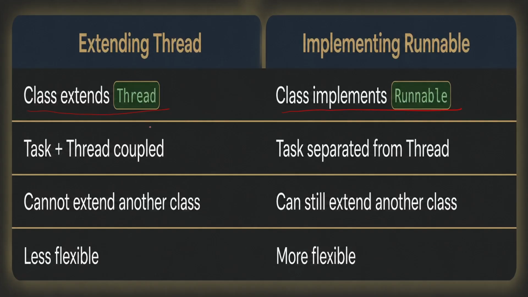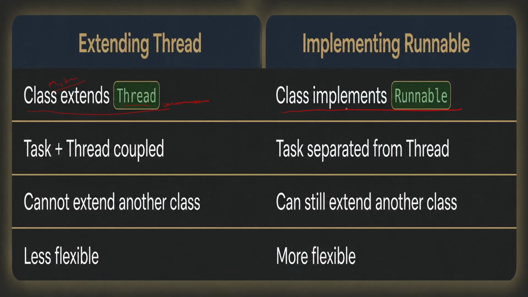So when we extend Thread, our class becomes tightly connected to the Thread class. And as we already know, Java does not support multiple inheritance of classes, so that class cannot extend another class. Let's say we have defined a class MyThread and we are extending from the Thread class. This class is already extending one class, so we cannot extend multiple classes, since Java does not support multiple inheritance through classes. So this is one drawback of extending Thread.